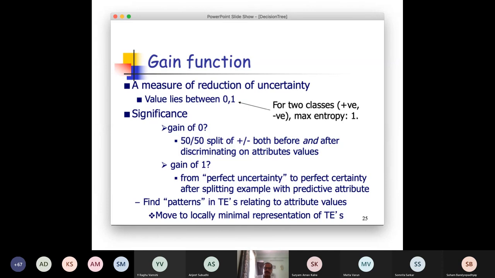So in this way, with these heuristics, you are trying to keep the depth of the tree small, because you are greedily choosing that attribute which will impose a kind of maximum order on the data at that point.